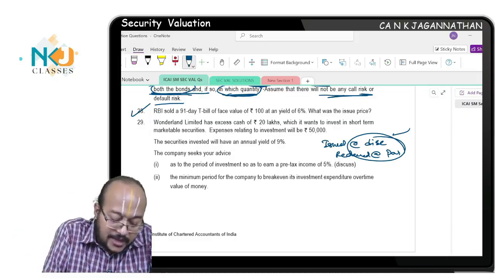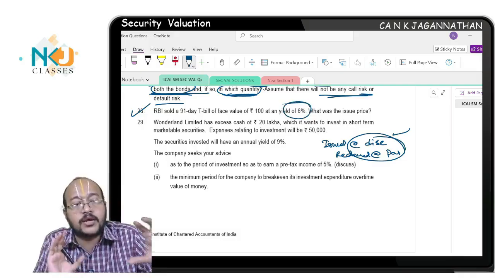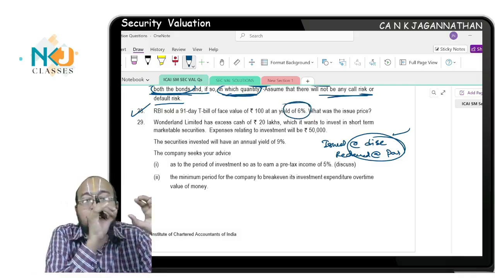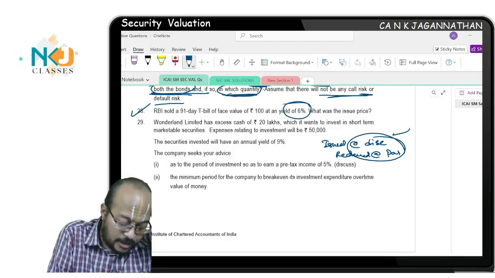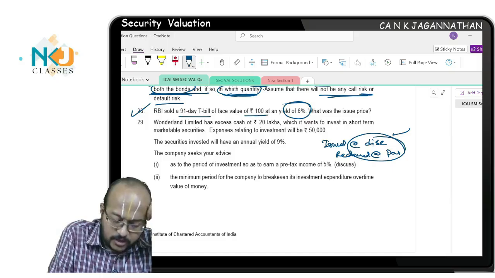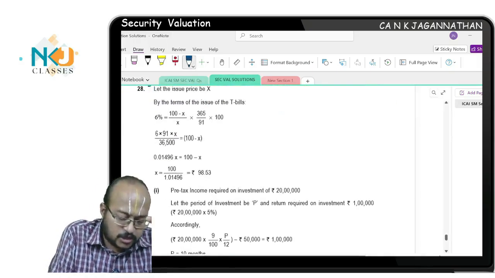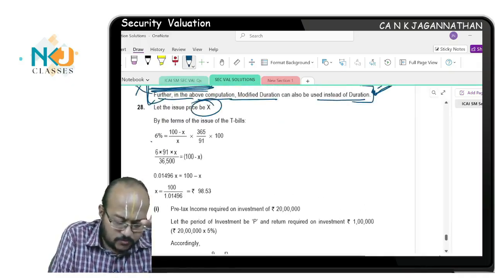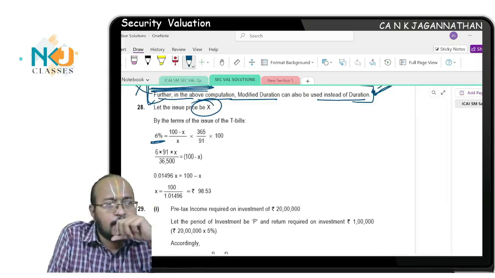Now, in case the annualized yield is given as 6% in a question, what you will find is the issue price. At what price the bond has been issued. Are you understanding? See the question: RBI sold a 91-day T-bill for face value 100 at a yield of 6%. What is the issue price? Very simple, straightforward question. Let the issue price be X. You will assume and equate it to 6%.